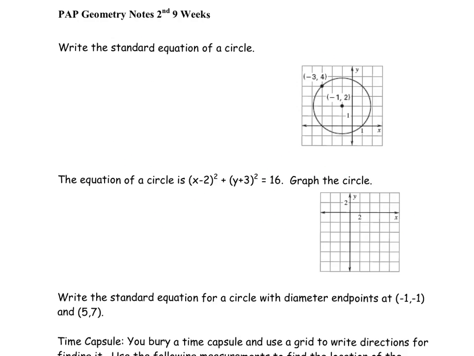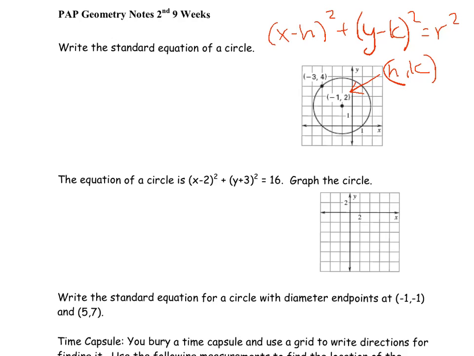So I would like you guys to write the standard equation of a circle. Just to remind you, (x − h)² + (y − k)² = r², with this circle right here, where (−1, 2) is the (h, k), and then we're given an additional point, (−3, 4), in order to find the radius.